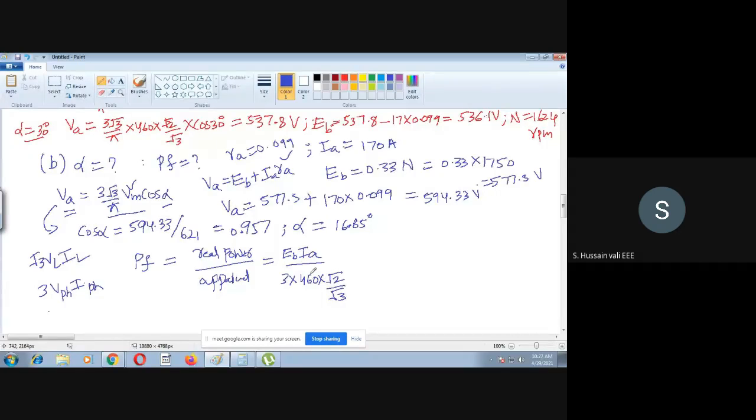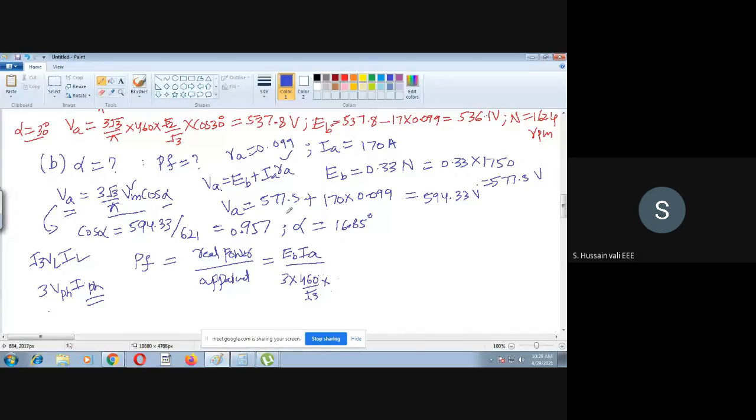Sorry, this is the maximum value of the V phase, but we want to know the RMS value. Root 2 will not be there. That's it. But I will do one thing. See, 460 is the line voltage that he has given. What is the phase voltage? Just divide by root 3. Multiply with that. Now, what is I phase? What is the RMS current of each phase? This you have to find out.